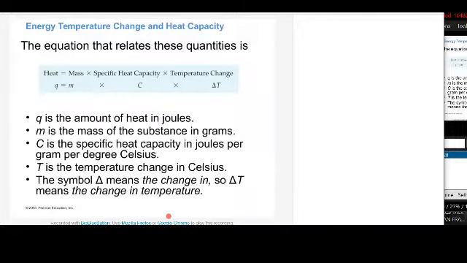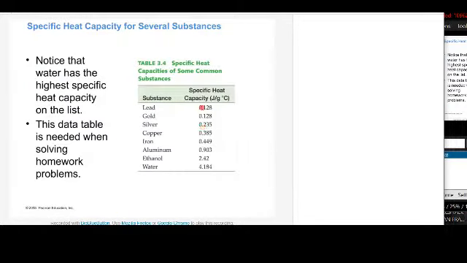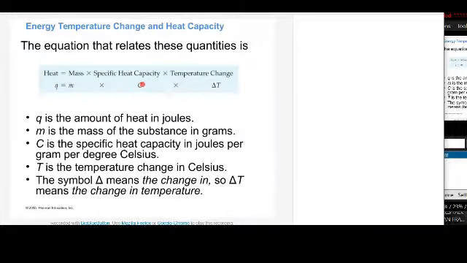There's an equation that you would be expected to know. The heat capacity that we've just been looking at here, C, the tables on the previous slide had those values. These specific heat values would enter into this equation as C. So we know that the heat of an object depends on the mass of the object multiplied by the specific heat capacity of the object multiplied by the temperature change. So Q is mC delta T.